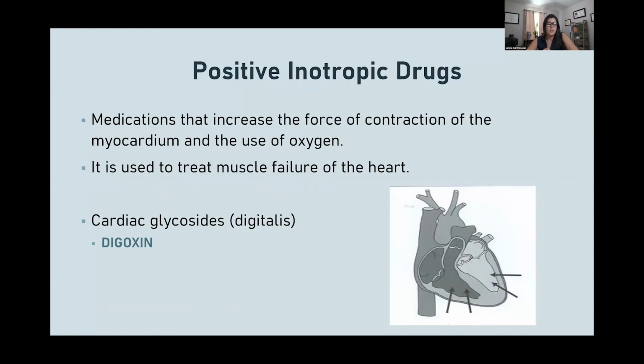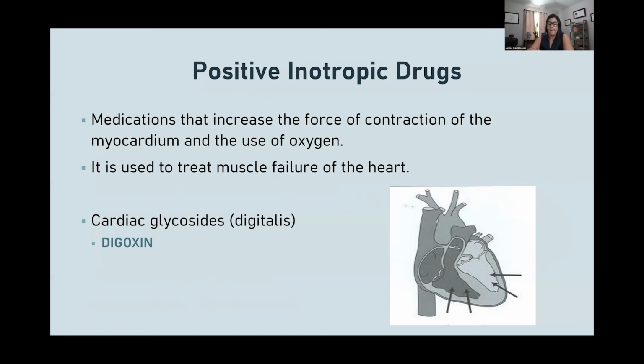Okay, so let's talk about positive inotrope drugs. Basically, these drugs, digoxin or digitalis drugs, have two functions. They increase the force of the contraction, which we want for these patients because the contraction is weak, but they also work on the electricity a little bit. So that's why you're going to see some of these drugs in the dysrhythmia video, okay? In the dysrhythmia video, I talk about digoxin as well.